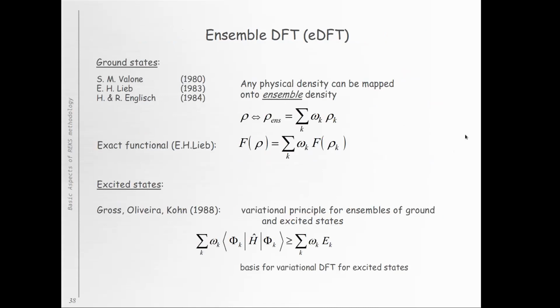So I will very briefly outline the ideas behind Ensemble DFT. Basically, it is the same as the multi-configurational representation of the wave function in wave function theory, only now we operate with densities. The statement that was proved by many researchers, basically say 40 years ago, was that any physical density can be mapped onto an ensemble density. Any physical density, fermionic density in this case.